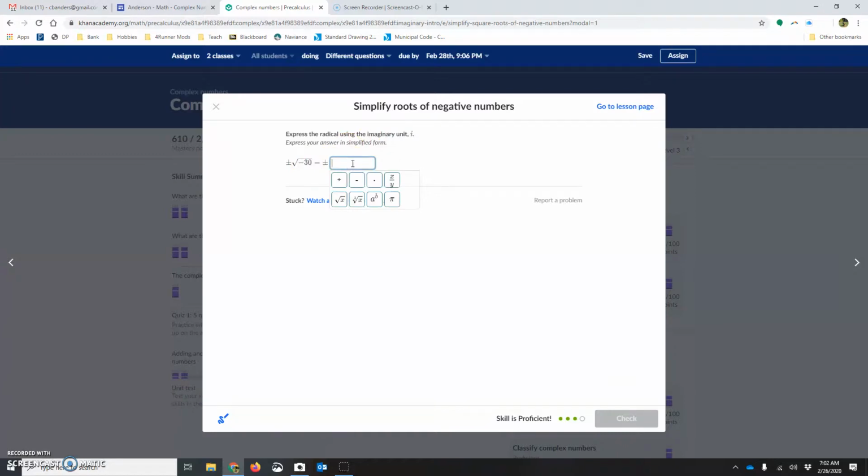So, nothing comes out. 4 times 7 is 28. 4 times 8 is 32. 9 doesn't go into it. 16 does not. So we're just going to have an i outside, our radical, and 30 inside. And we're done.